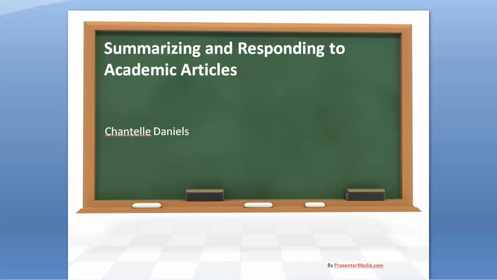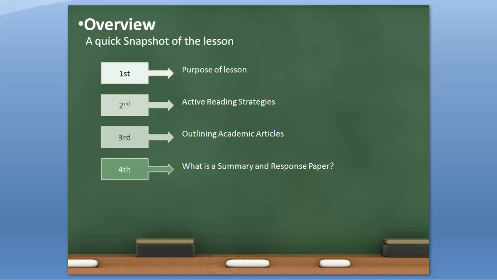Let's start with an overview of our plan for this lesson. So we're going to quickly look at the purpose of this lesson. Then we'll discuss active reading strategies, what it looks like to outline your academic articles, and we'll end with a summary and response paper. So what does it mean to write a summary and response paper?